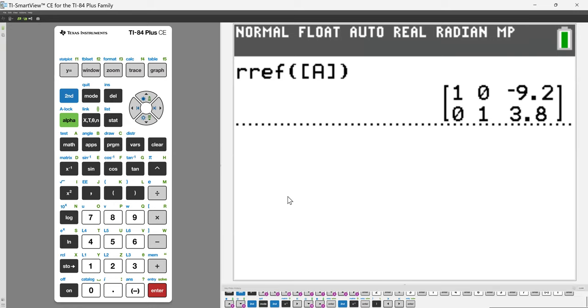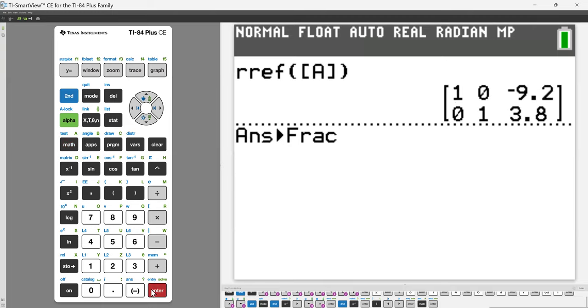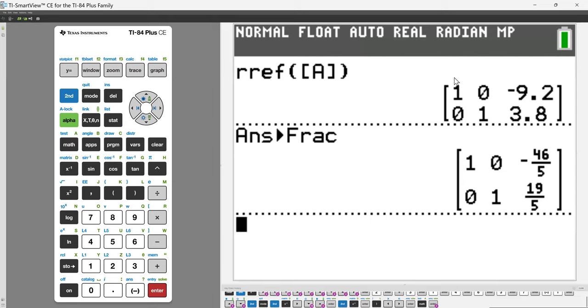As a side note, negative 9.2 and 3.8, those are perfectly nice. But sometimes you get answers that are nice fractions, and if you write them as decimals, they become messy. So if you have some ugly decimal and you wonder what this would look like as a fraction, you can press math. You see this arrow to fraction button. You can select it, and that will give us the answer as a fraction. But no need for that here. 9.2 and 3.8 are perfectly respectable numbers.